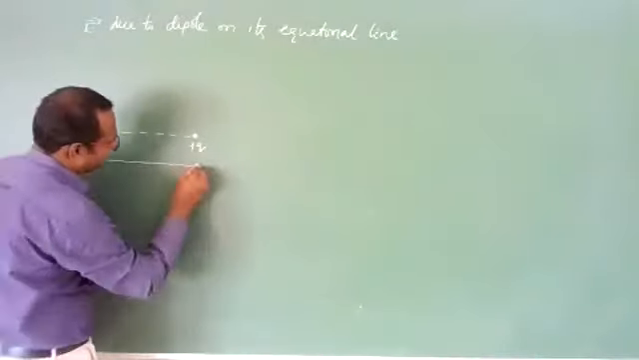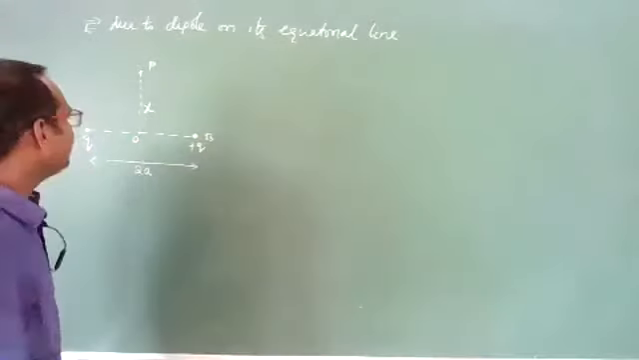Now let us draw one equatorial line. Let us suppose this is an equatorial line which is passing through the center of the dipole. Now on its equatorial line, at one particular point, let us call it point P. Let us suppose this point P is at a distance of x from the center of the dipole on its equatorial line. At this point P, we need the electric field due to this dipole. That is our requirement.